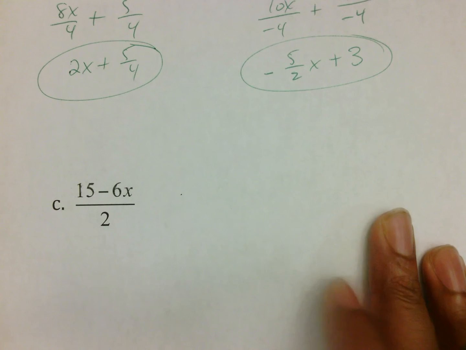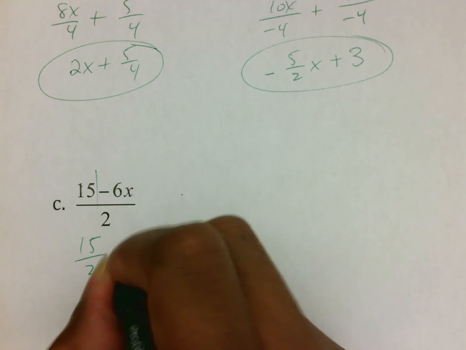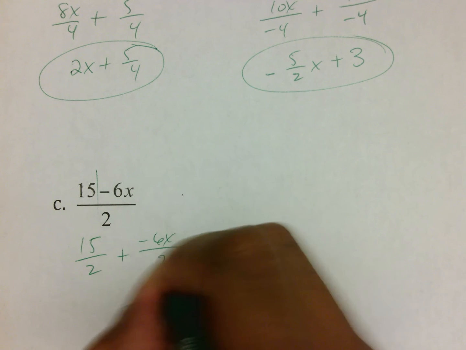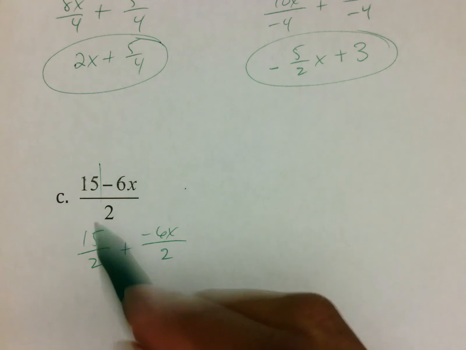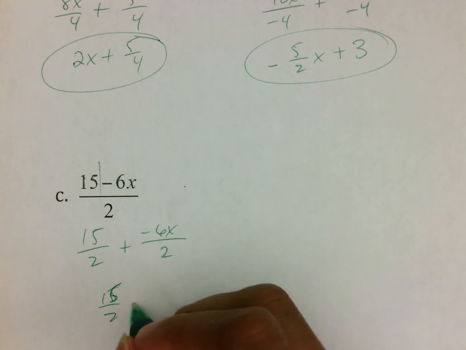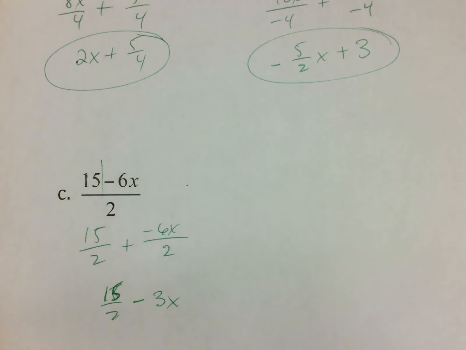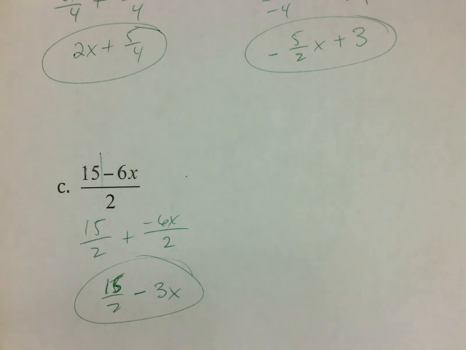Last one, 15 minus 6x over 2, again split it at the sign. 15 over 2 plus negative 6x over 2. We can't do anything with 15 over 2, so it stays the same. This is negative, and 6 divided by 2 is 3. Don't forget the x is attached. And that would be how we do our distributive property with division.